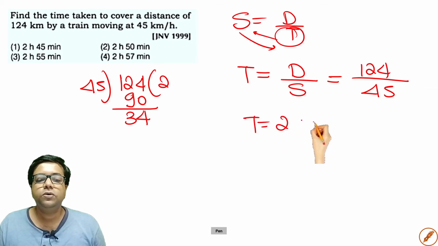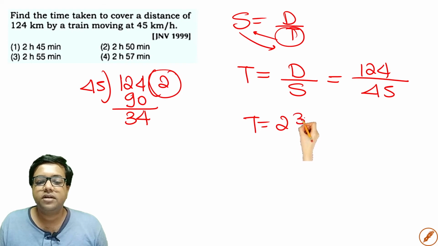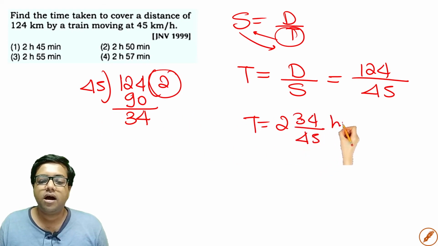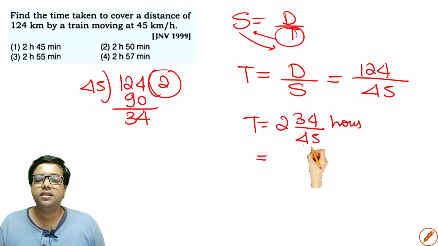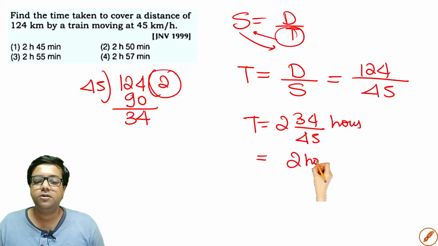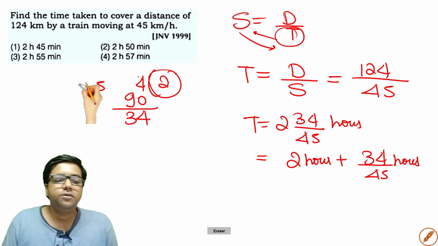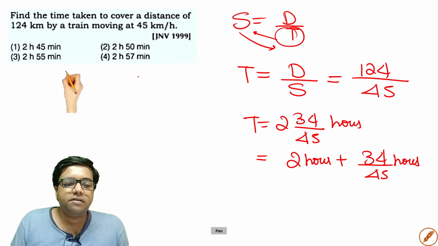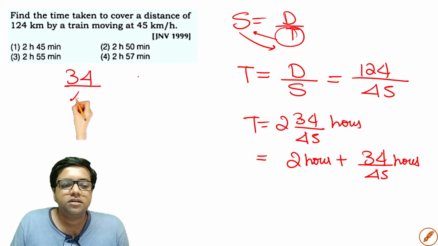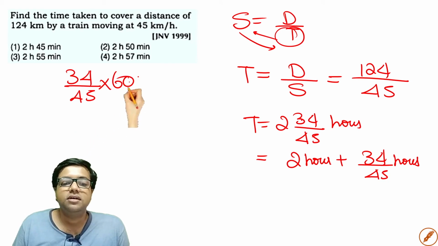2 is the whole number, and 34 by 45 hours. You know how to split the mixed fraction. This will be equal to 2 hours plus 34 by 45 hours. And you know 34 by 45 hours can be converted into minutes by multiplying by 60. Now what will you get?